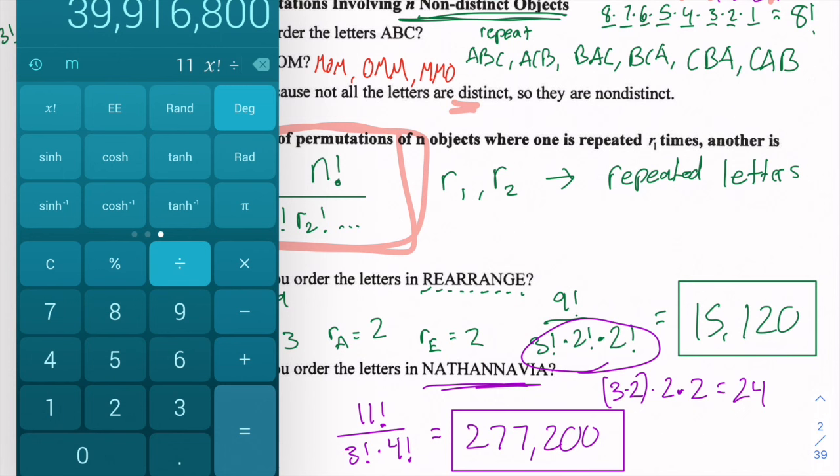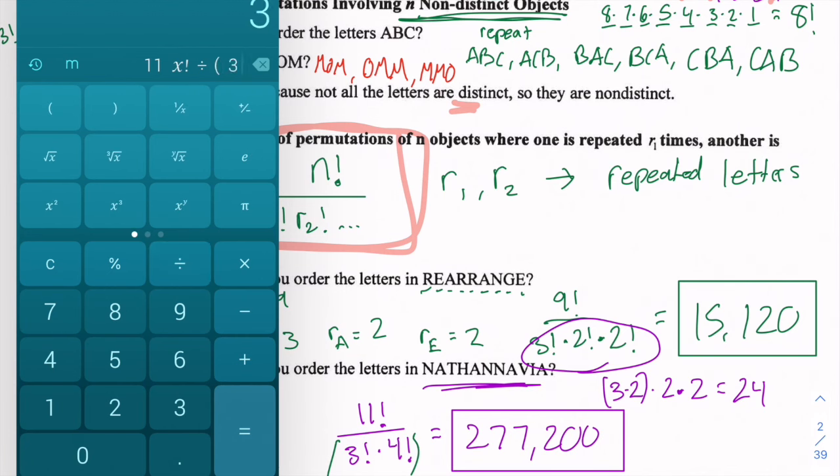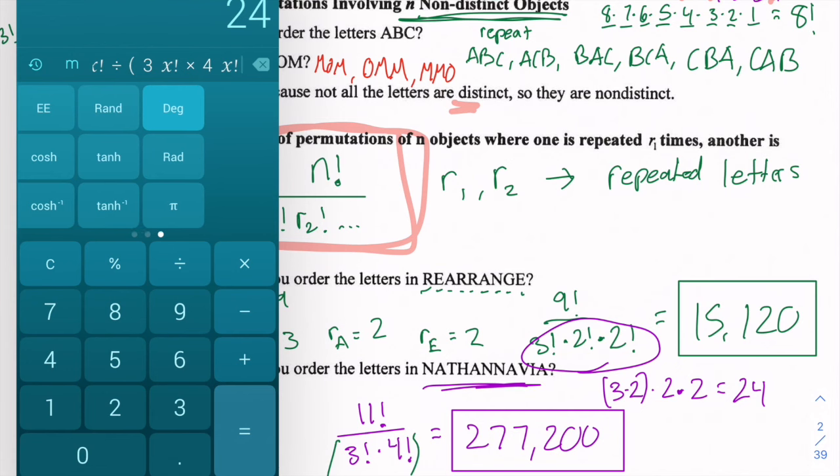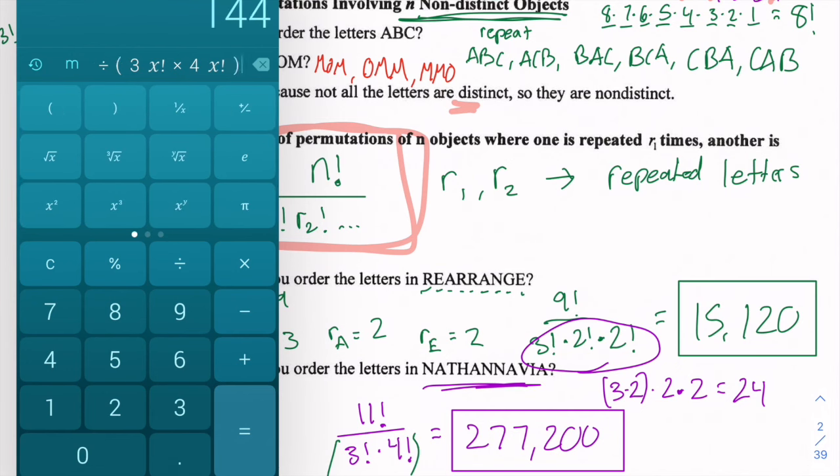Now here's the key part. If you get confused, you need parentheses. Make sure you group the bottom together properly, right? The bottom is being grouped together. So parentheses, 3 factorial, times 4 factorial. And again, make sure you close the parentheses. Hit equals, and bam, there you go.